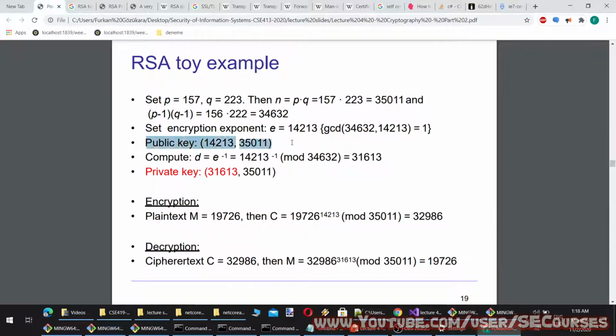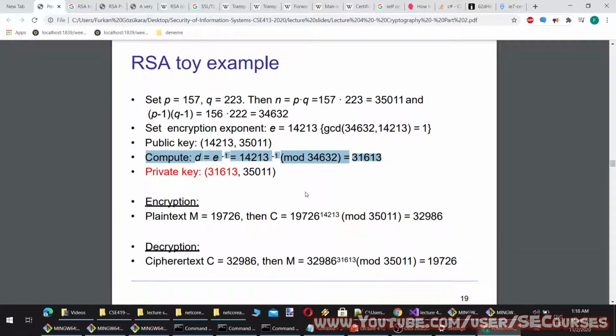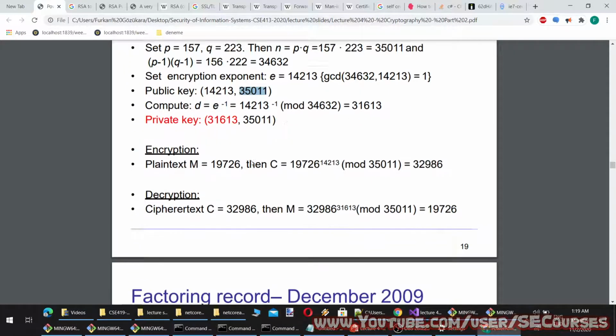And then the public key is equal to this. Compute D equals E to the power of minus 1, equals 14,213 to the power of minus 1, mod 34,632, equals 31,613. Okay, so the public key is this one. I mean, the private key is this one. And the public key was this one.